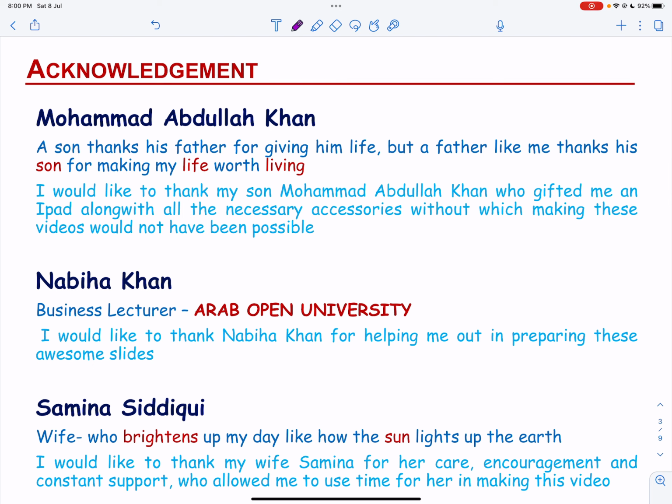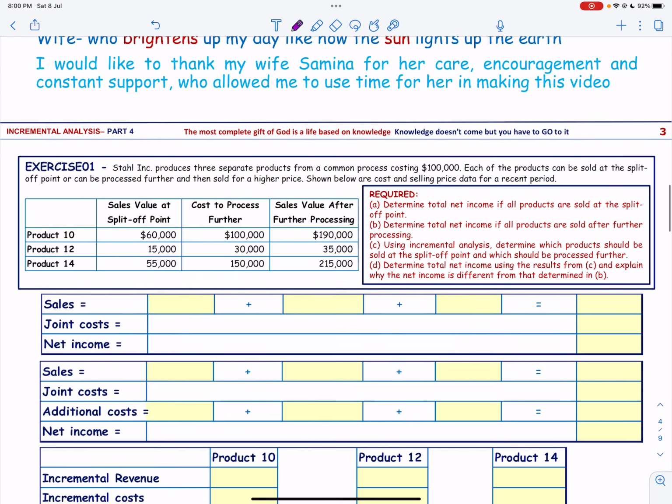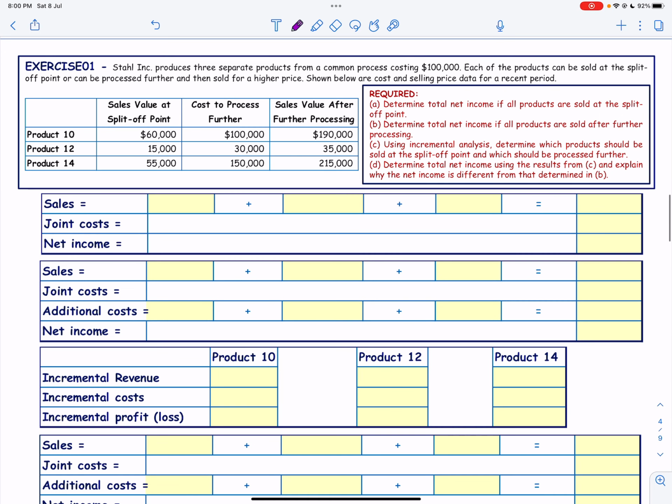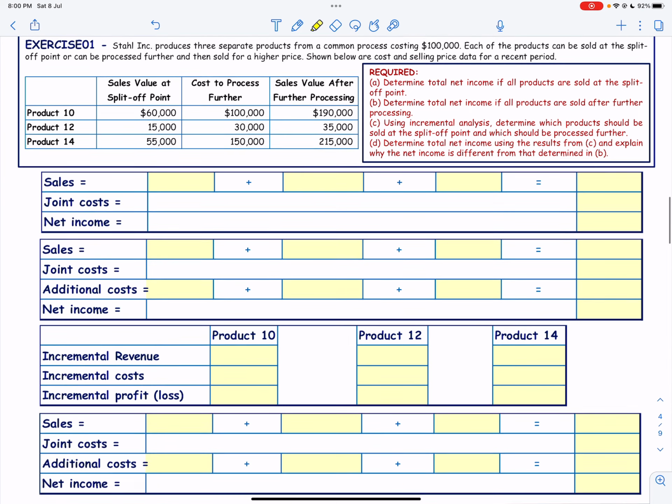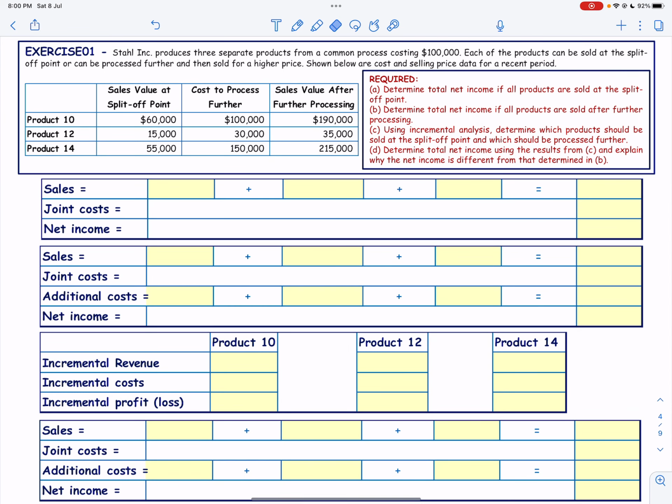So let us start with solving an exercise on how to determine whether to sell or process further joint products. Stahl Incorporation produces 3 separate products from a common process costing 100,000. Each of the products can be sold at the split off point or can be processed further and then sold for a higher price.